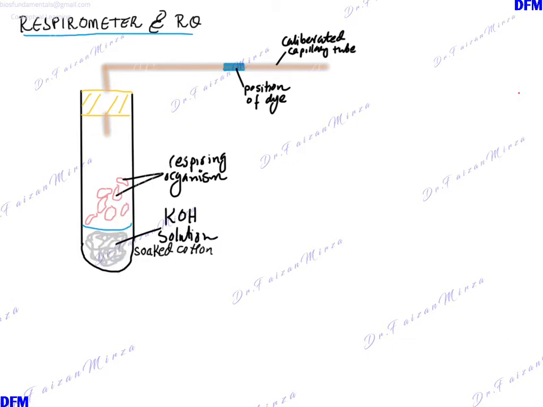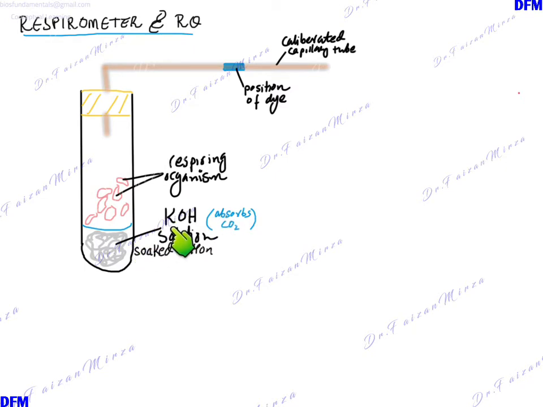So I'll place my respiring organism here. You can see that I can apply Vaseline or gel here, so it will make sure that this container stays airtight. You can have various types of respirometers. This is a very simplistic one that I am showing to you, but every respirometer works on the same principle.